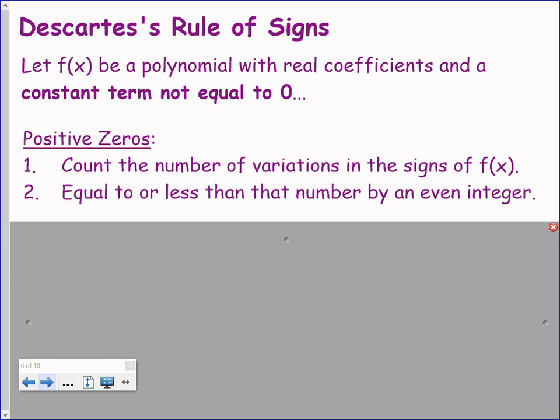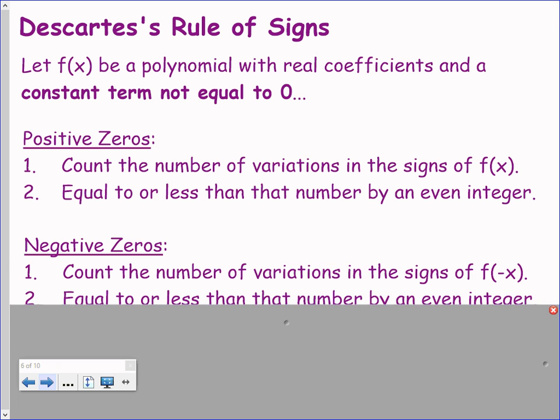If you count your sign changes and you have 3 sign changes, then you have 3 or 1 positive real zero. The best one, in my opinion, is when you get 1, because then you know you have 1. Or when you get one of the odd ones, 3 or 1, because you absolutely know it exists. The even ones, it could be 0, so that's always kind of iffy.